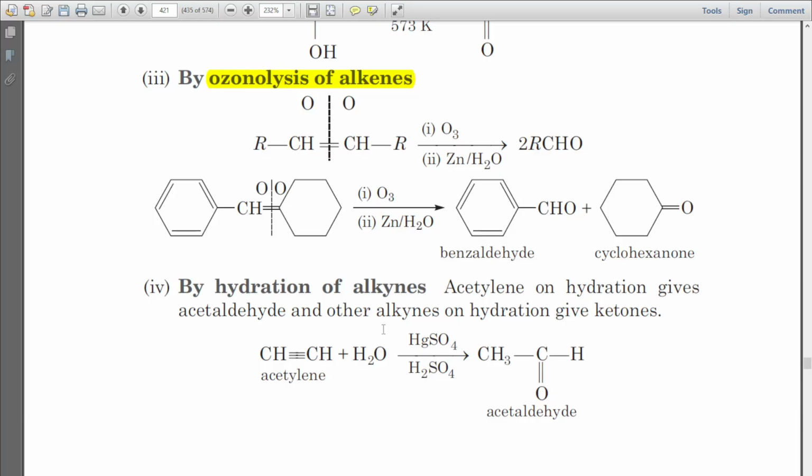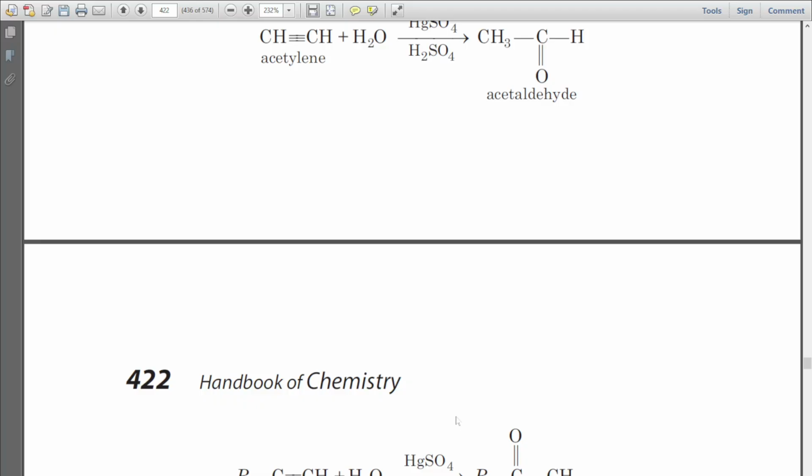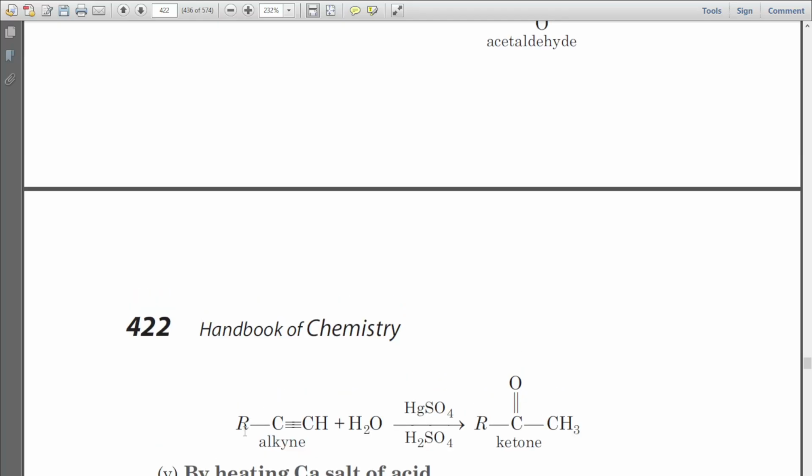Fourthly, by hydration of alkynes such as acetylene, which is also known as ethyne, when added water in the presence of mercuric sulfate and H2SO4, it converts into acetaldehyde. And an alkyne with an alkyl group attached to it gets converted into ketones in the presence of the same reagents.